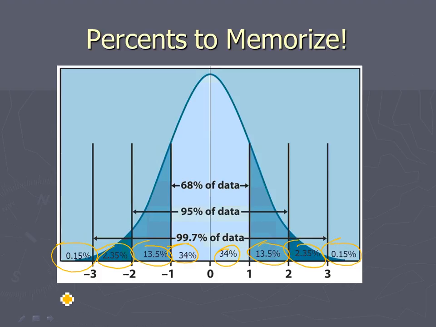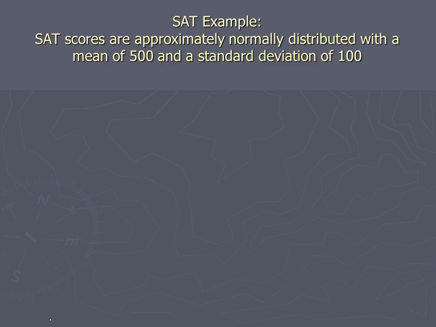Okay, so let's look at some other things that are normally distributed. And what we have now is the power to describe data using these percentages to figure out what our data should probably fall between. Take the SATs, okay? SAT scores are approximately normally distributed with a mean of 500 and a standard deviation of 100. Go ahead and just make sure you write down SAT, write down the mean is 500 and the standard deviation is 100.